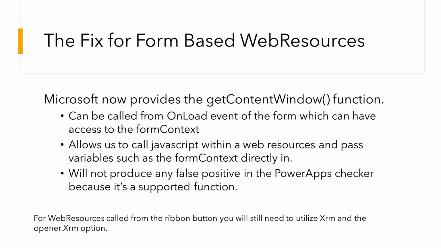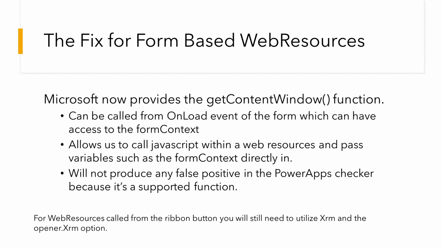Well, Microsoft has started to provide some fixes for this. The first one, which was released in February of this year, was the get content window function. What this allows us to do is actually get the content of a web resource in an iframe. And that's important because what we can do now is, in an onload method of a form, get that content window of a web resource and call a function on it and pass variables into it, which is even more important. So in our onload, we can make sure that the execution context is passed, which gets us our form context, and then we can pass that to the web resource. So now we can get it all the way down there.